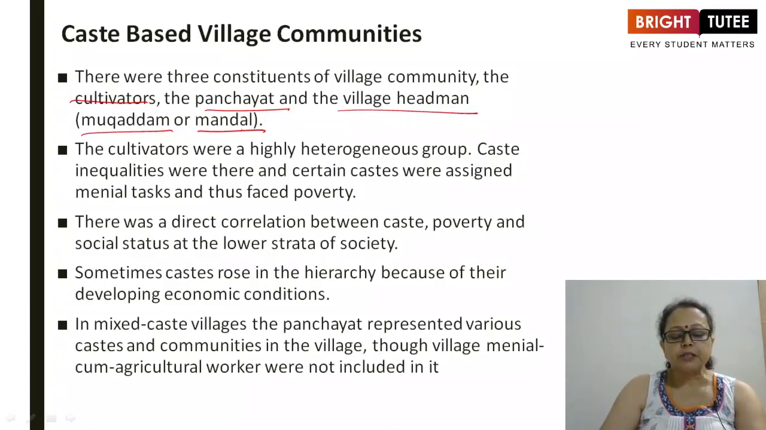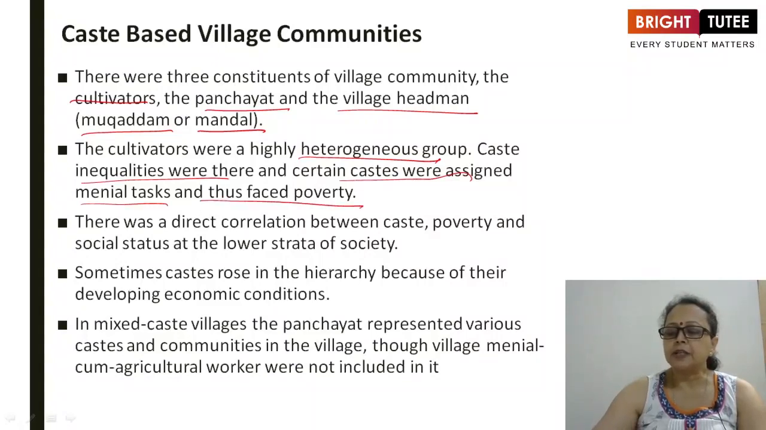The cultivators were a highly heterogeneous group. Heterogeneous means the different caste groups. Caste inequalities were there and certain castes were assigned menial tasks and thus faced poverty.